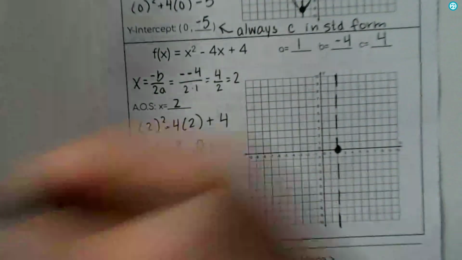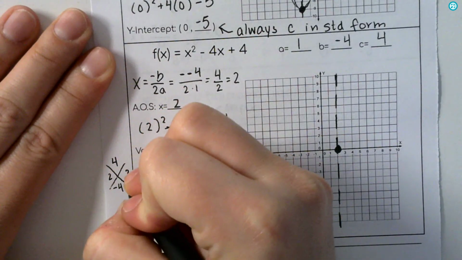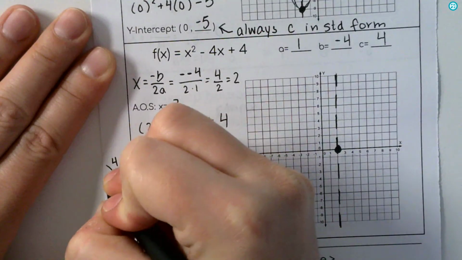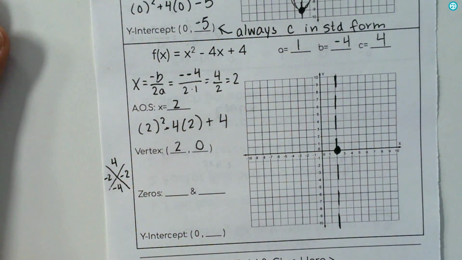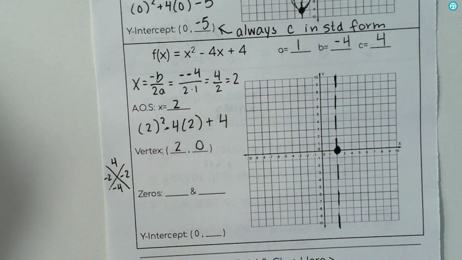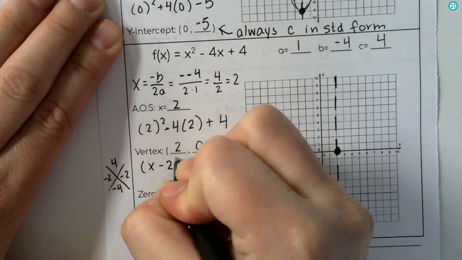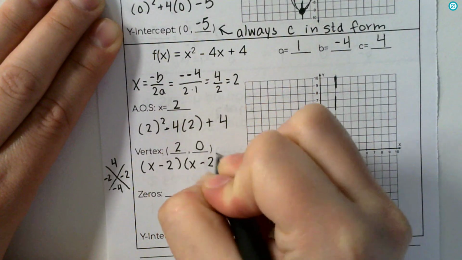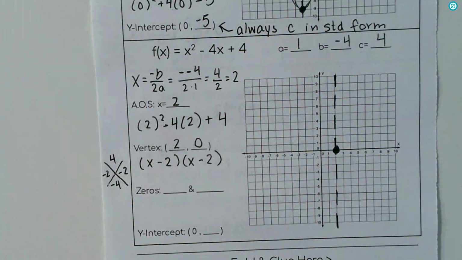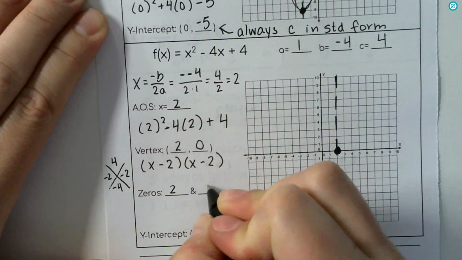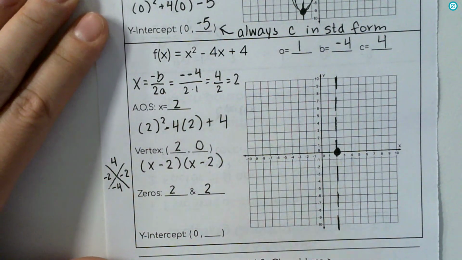2 and 2. So if we use 2 and 2, and we make them both negative, negative 2 times negative 2 is positive 4. Negative 2 plus negative 2 is negative 4. So that's going to be our factored form: x minus 2 times x minus 2. It's the same thing twice. So this one actually only has 1 zero. If we were to solve both of these, we would get 2 on both of them.